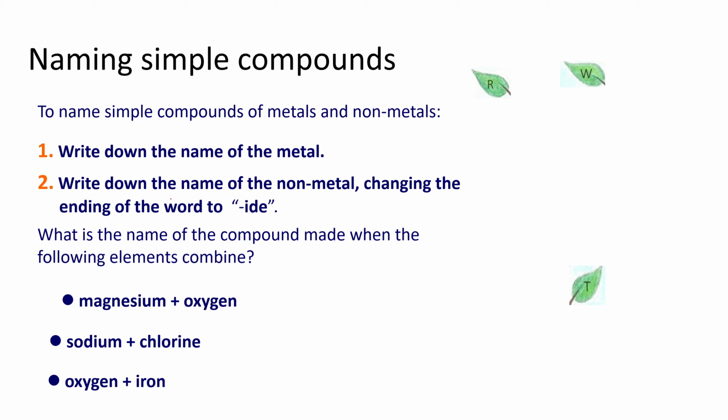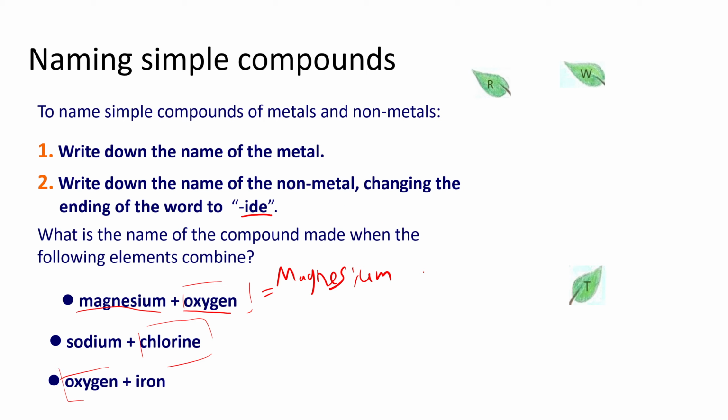So I've got magnesium and oxygen. Now, looking at my periodic table, magnesium is on the left-hand side, so I know that this is a metal, and oxygen is a non-metal. You write the name of the metal first. So the name of this compound, if these two elements, magnesium and oxygen, have reacted together, has to have IDE on the end. And you know that if something is an IDE, it is in a compound.